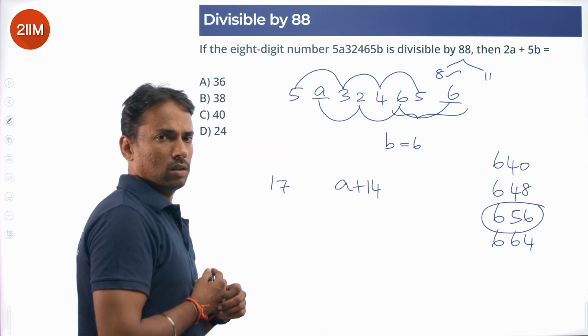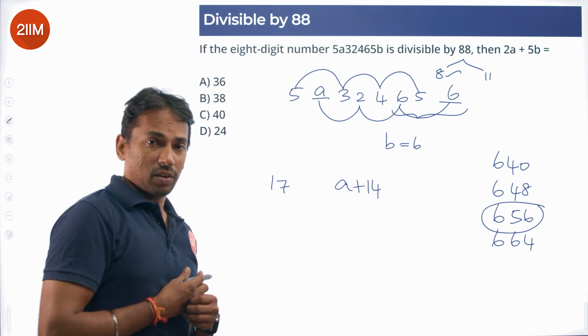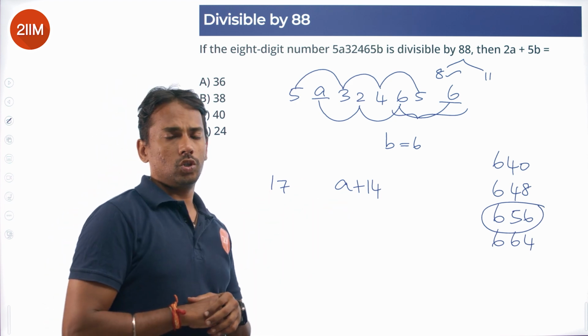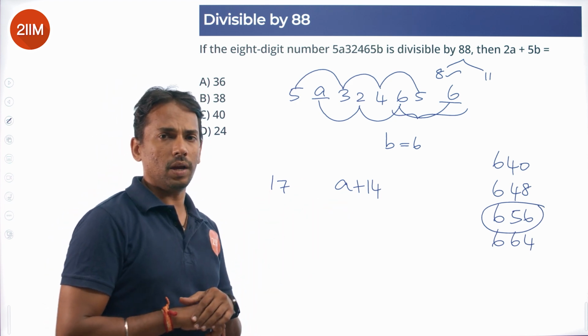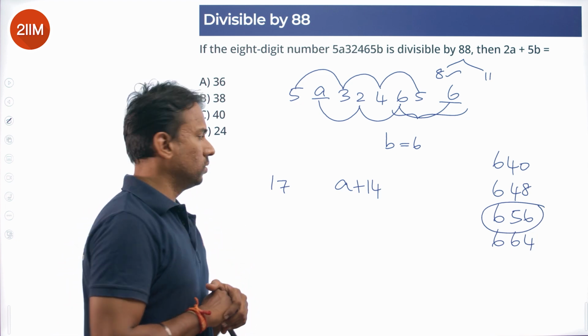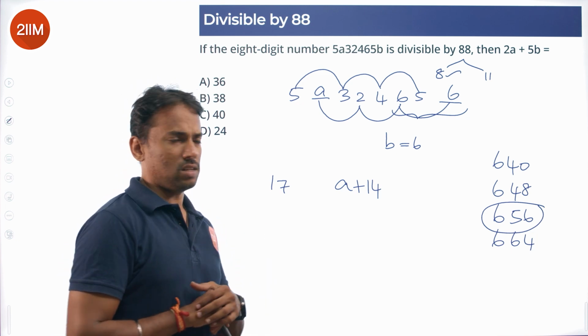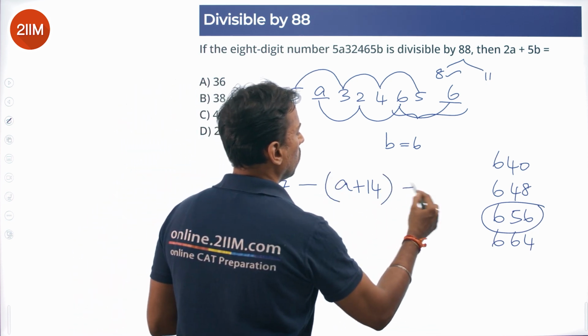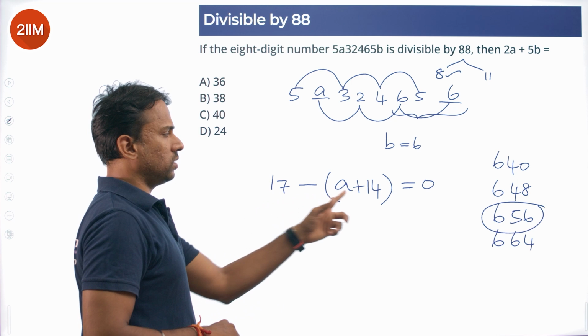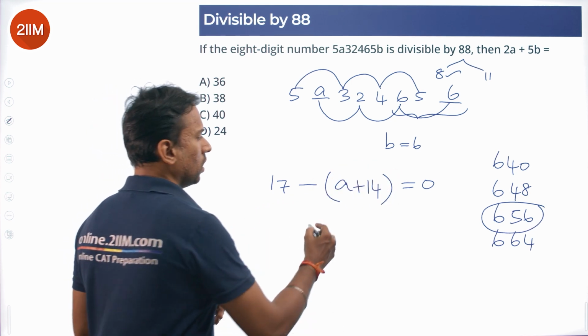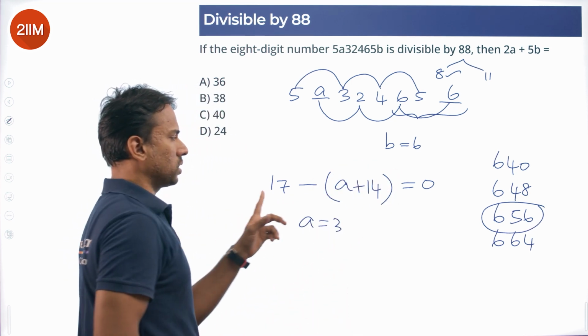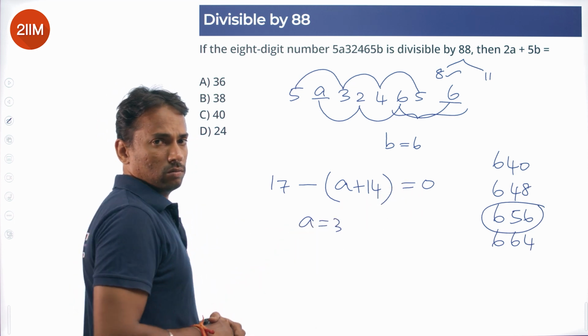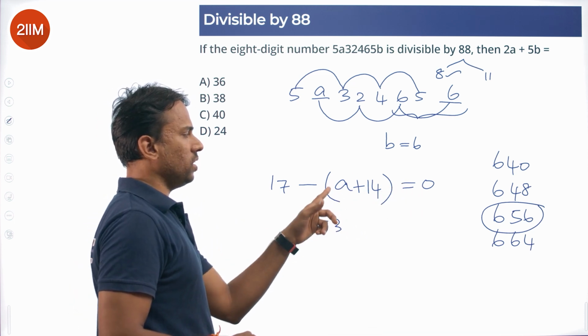Now the difference between these two should be either 0 or a multiple of 11. So we'll take the easy case. The difference between them is 0. 17 minus this is 0. That means A should be equal to 3. Very simple. 17 minus 17 should be 0. That means this part should be 17, A should be 3.